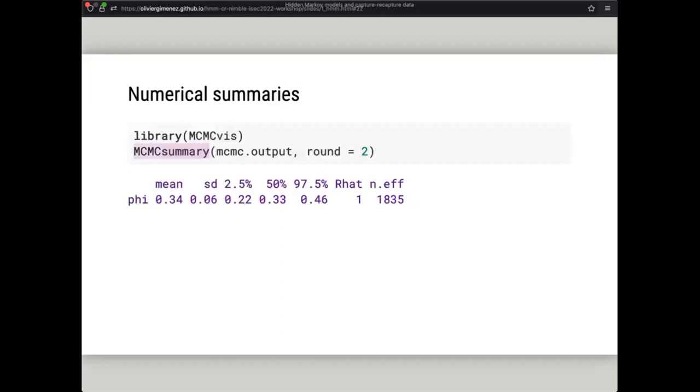So we got 0.34. If you do 19 survivals over 57 released individuals, you'll get something close to 0.3333. So it's very similar. The two methods, the maximum likelihood estimate and the Bayesian approach, give you the same results. Okay.